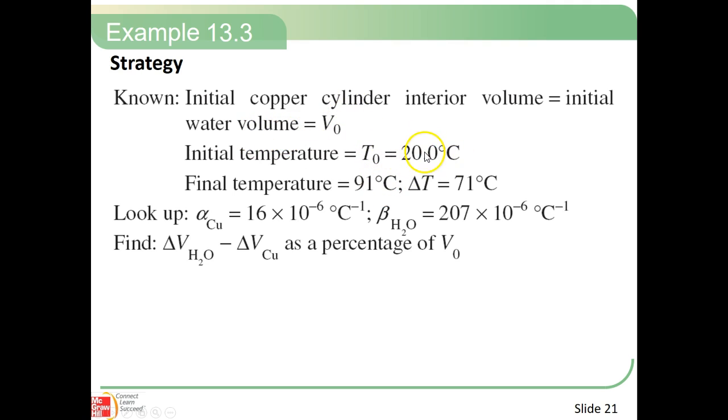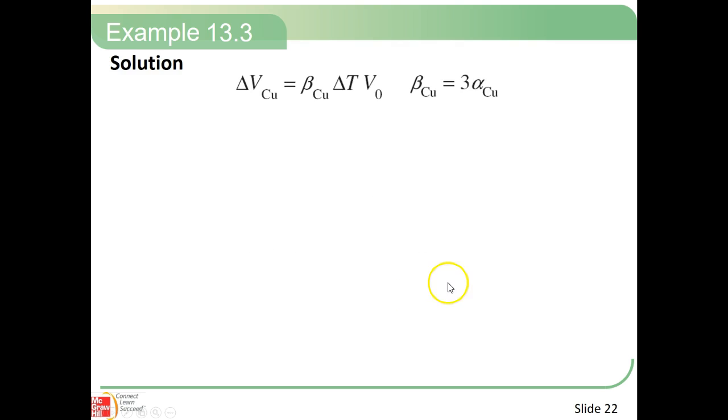The initial temperature is 20, the final temperature is 91 degrees Celsius, so we have a temperature change here of 71. We looked up the value for alpha for copper. It's about 16 times 10 to the negative 6, and then beta for water is 207 times 10 to the negative 6. So to really find the change in volume as a percentage of the original volume, we're just going to subtract the change in volume of both of these objects as they're heated. So let's go through and do that.